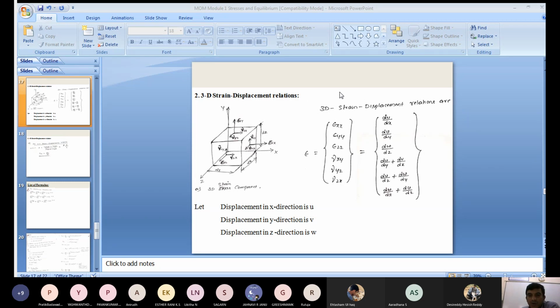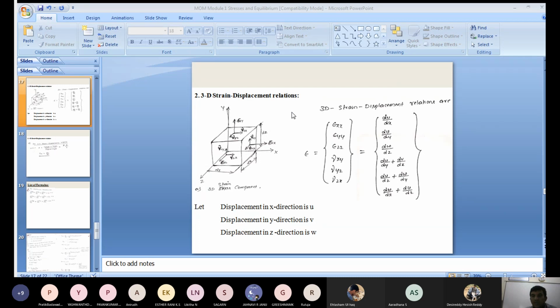Epsilon xx is equal to what? What is the strain induced along the x-axis? That is du, in the x direction, and the thickness of the element is dx. Now remember, the original formula for strain is change in dimension to the original dimension. Here the change in dimension along the x-axis is du, and the original dimension of the element is dx. So epsilon xx is equal to du by dx.